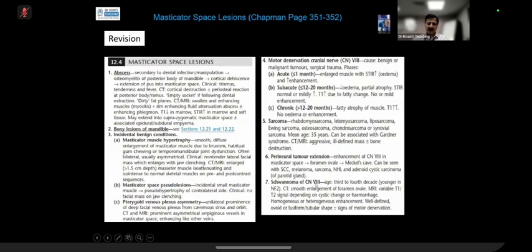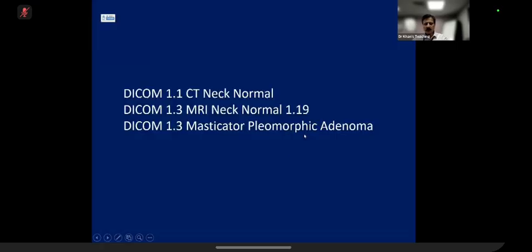So the point I'm making here is that this example tells you the principles of head and neck radiology. First of all, place it, and then look at the radiological features, the clinical features, and then reach a final diagnosis. So this was it.